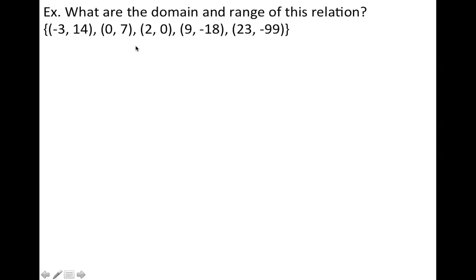Go ahead and identify the domain and range of this relation. Don't forget no repeats and do them in least to greatest order. Come back and I will say them out loud. For your domain, remember you have a capital D followed by a colon and a little squiggly. And you should have -3, 0, 2, 9, and 23 for your domain. And for your range, you should have -99, -18, 0, 7, and 14.